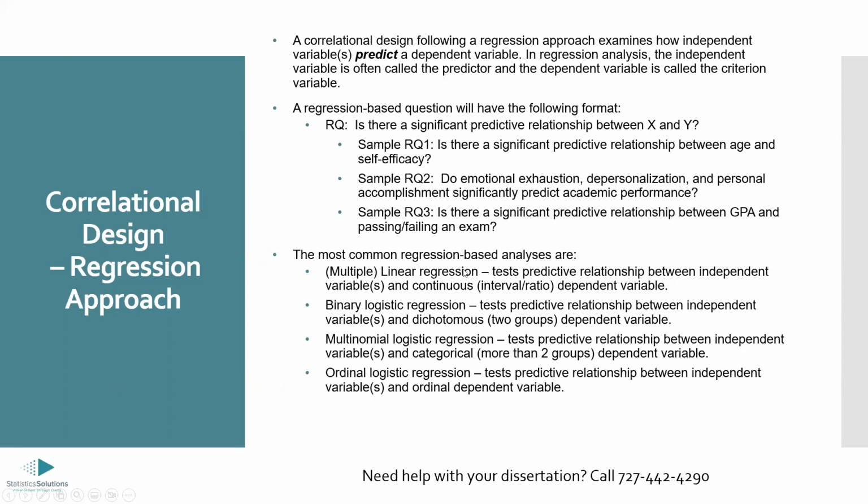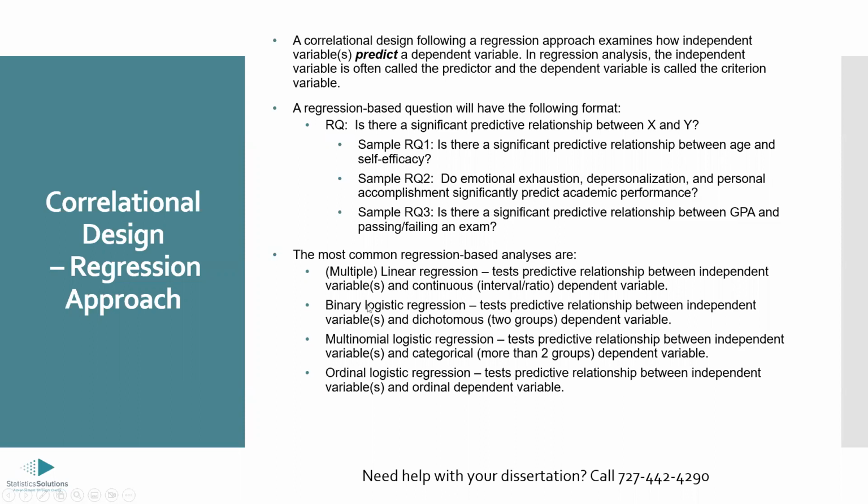You do a linear regression if your dependent variable is continuous or interval. If self-efficacy is a composite score from a Likert scale survey, then your dependent variable is going to be continuous, so you're going to run a linear regression for that approach. With the same example, if you have multiple predictors, like in research question 2, where we have three different predictors, you do a multiple linear regression. So a linear regression has one predictor. A multiple linear regression has multiple independent variables.